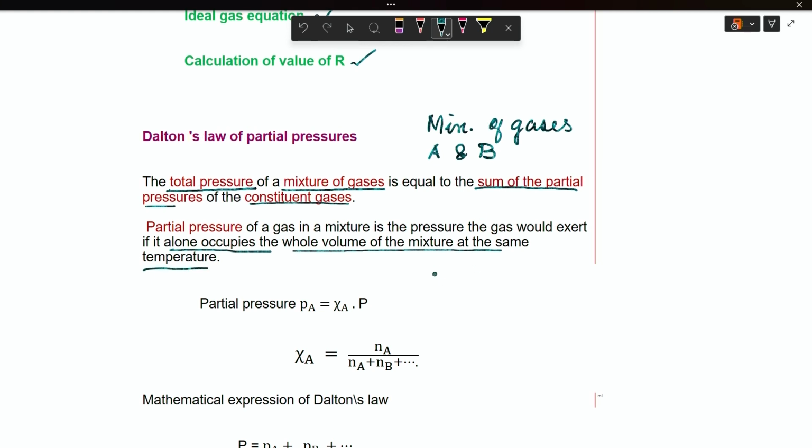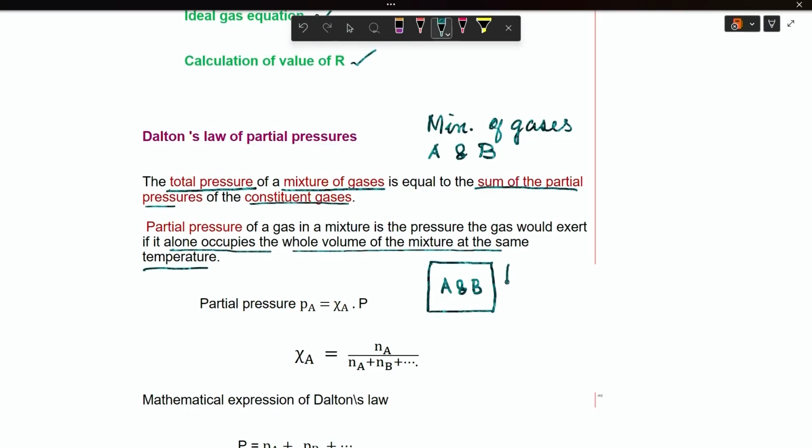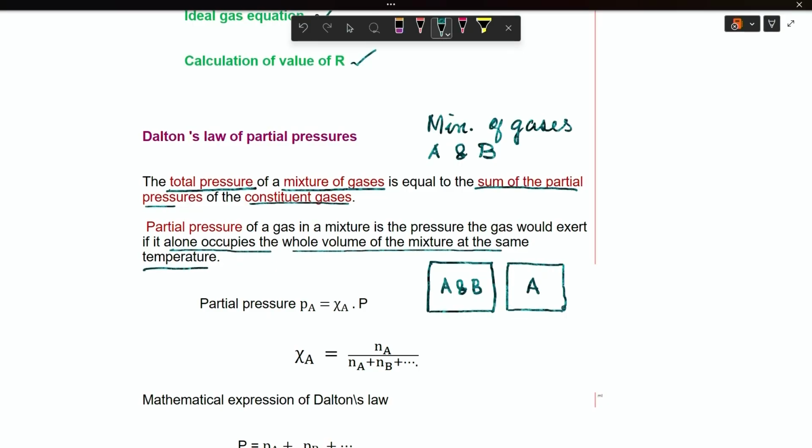I will make it clear. Suppose I am having the mixture of gases A and B. So, this is a vessel which contains the mixture of gases A and B. Now, if I have to find out the partial pressure of A, I will put, though I am drawing a different one, the same vessel which has got the same volume. Now, in that same vessel I will put A alone, only A will be there. Now, if A alone is occupying this whole volume, what would be the pressure of A? That is known as partial pressure of A.